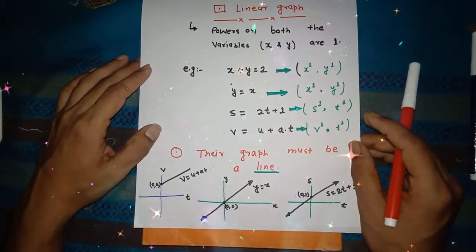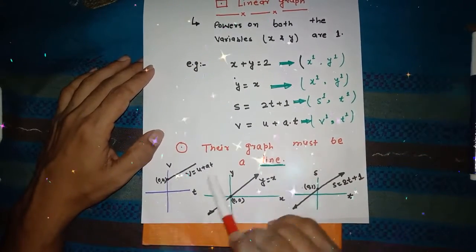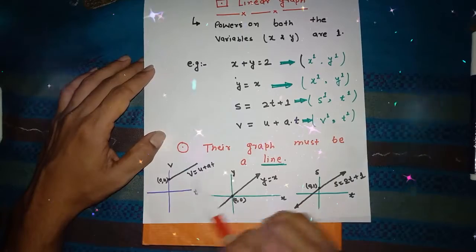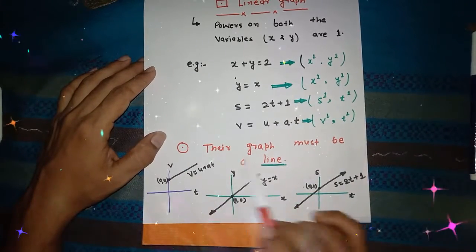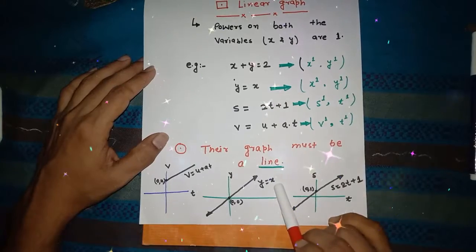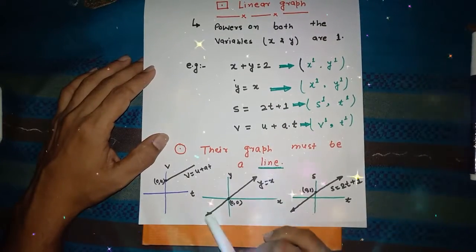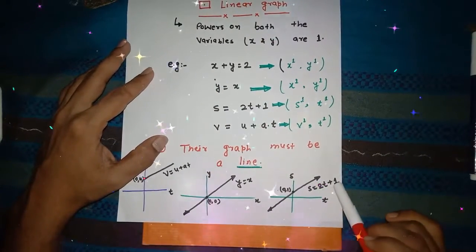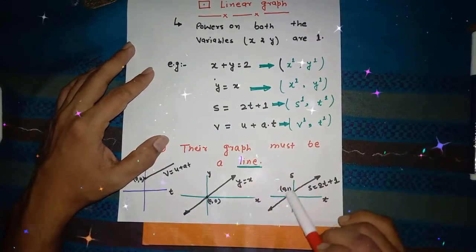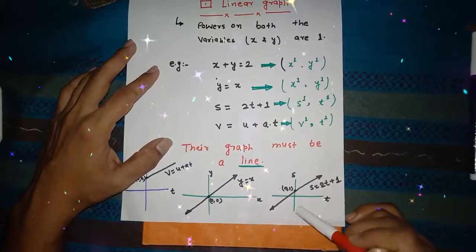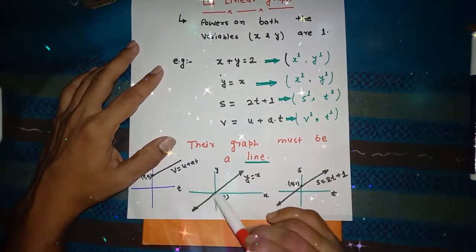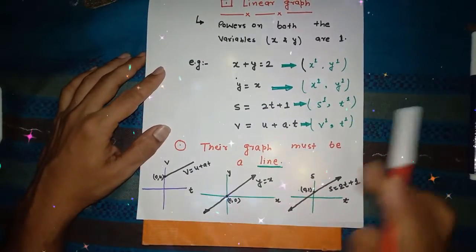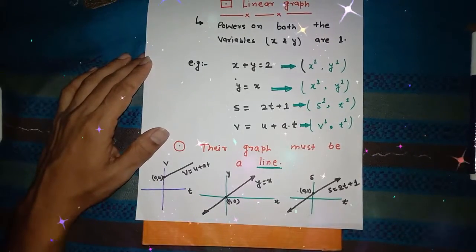In the previous lecture I gave you some examples. If you draw v is equal to u plus at, the graph seems like this. And if you draw the graph of y is equal to x, then the graph must seem like this. And if you draw the graph of s is equal to 2t plus 1, then the graph must be like this. It passes through 0, 1 on the y-axis, and it passes through 0, 0, that means the origin, and through 0, u on the y-axis. You have already drawn these.